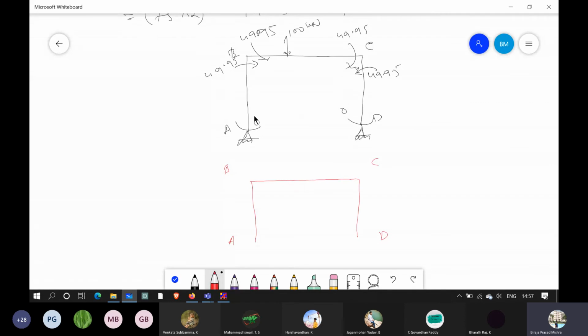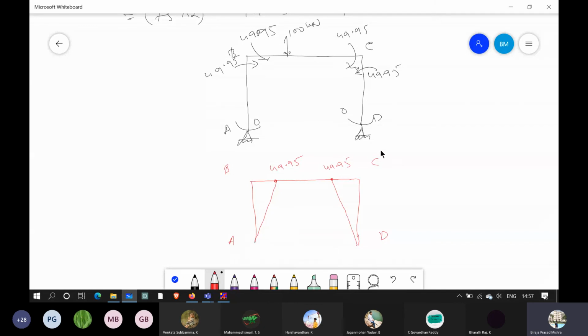Since there is no load here and there is a moment, and here it is 0, this moment is varying like this. So this point is 49.95. Now this one is in this direction, so it will be like this, 49.95, and this member CD will be like this. Let's say these are on the same base.